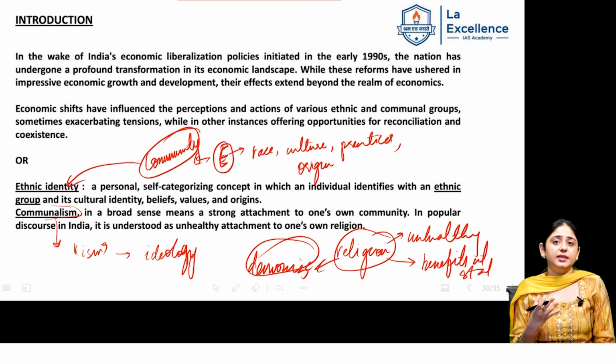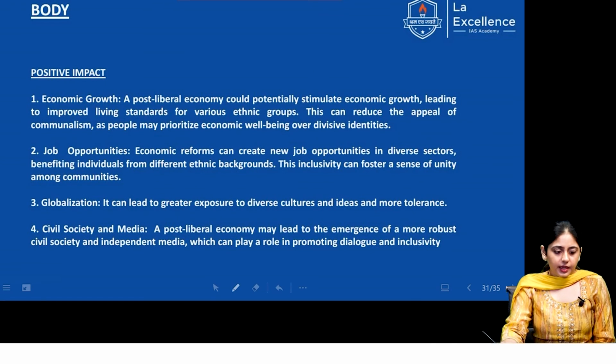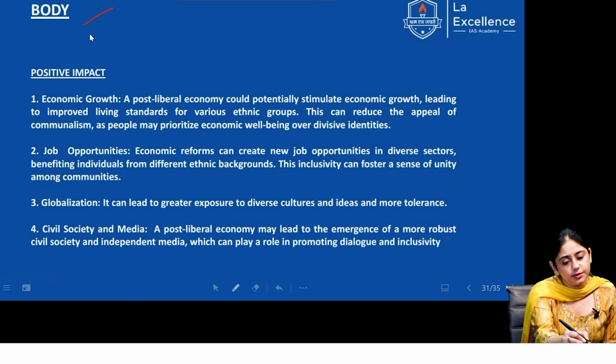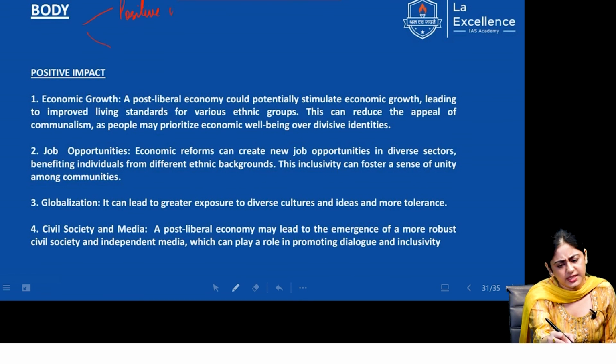So now we have to combine these things. How? Post-liberal economy, where more jobs were created, more infrastructure started developing, more outside cultural values came about. How did it impact your ethnic identity and communalism as an ideology? Now, you can divide the answer into two parts. What was the positive impact? It's a very simple answer. If you just get the gist of what they are asking, you can easily write it down.